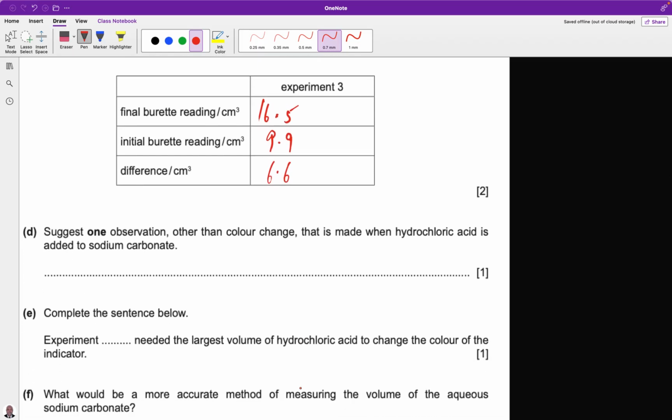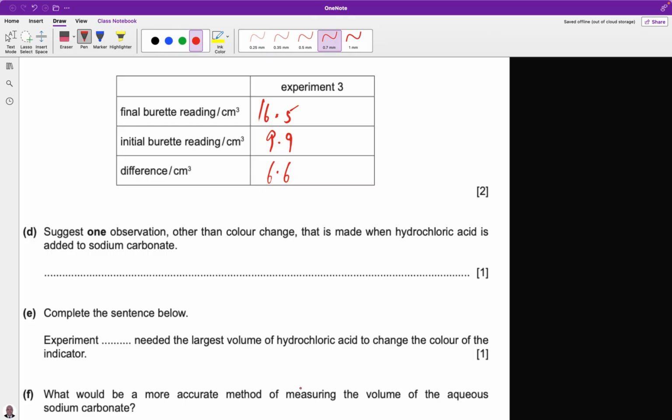D. Suggest one observation other than color change that is made when hydrochloric acid is added to sodium carbonate. The observation is the reaction that is taking place when an acid is added to a base. When the acid is added to a base, or when the base is added to an acid, the reaction between an acid and a base. When the 2 of them are combined together, what happens?